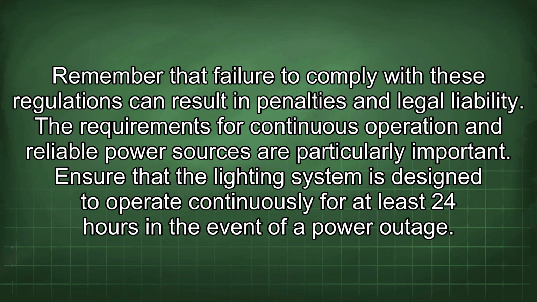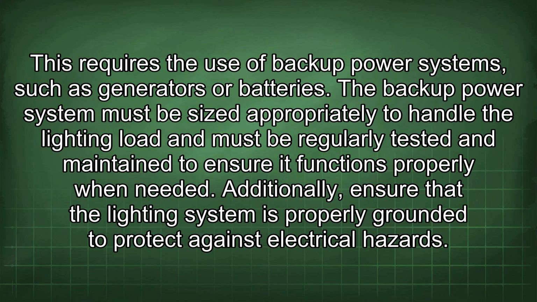The requirements for continuous operation and reliable power sources are particularly important. Ensure that the lighting system is designed to operate continuously for at least 24 hours in the event of a power outage. This requires the use of backup power systems such as generators or batteries. The backup power system must be sized appropriately to handle the lighting load and must be regularly tested and maintained to ensure it functions properly when needed.